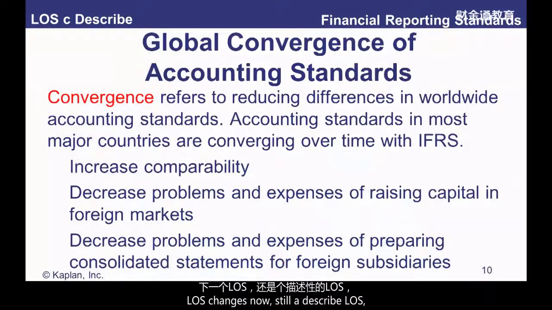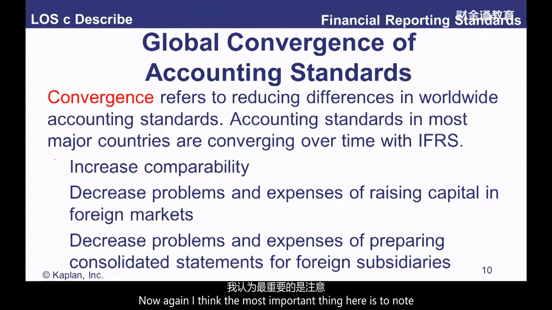Our LOS changes now. It's still a describe LOS, but it's asking us to discuss the barriers to convergence in particular. So let's talk about convergence, global convergence of accounting standards. This is the idea of harmonizing accounting standards. Now, again, I think the most important thing here is to note, essentially, the reasons.